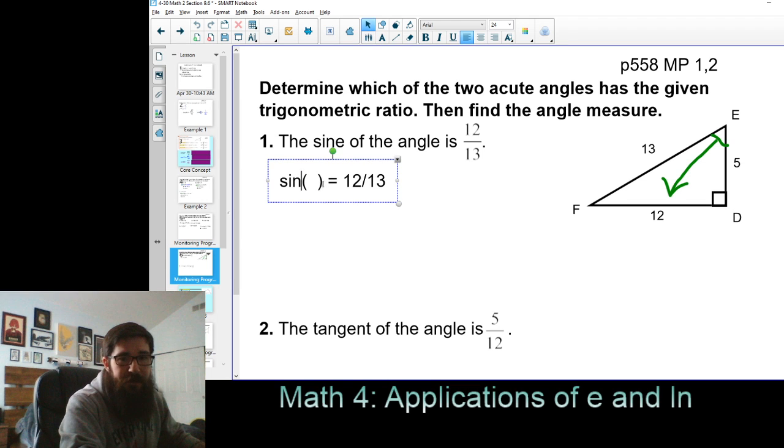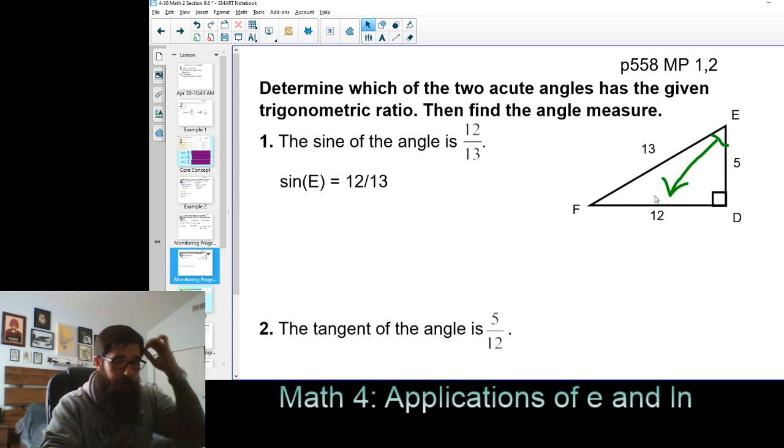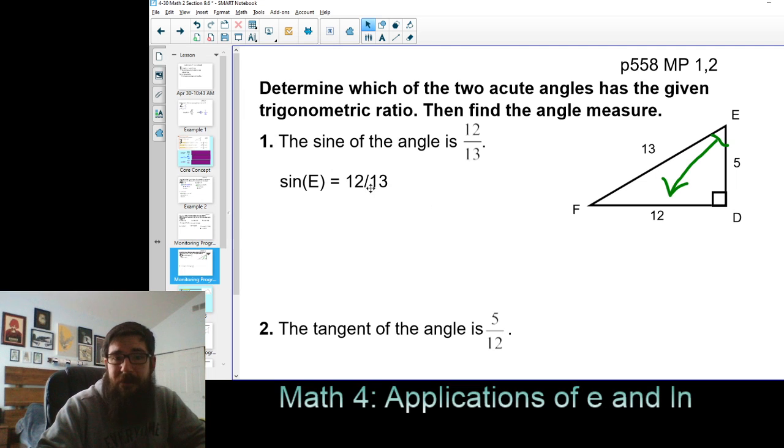Which angle has a sine of 12/13? It's E. If you did F, its opposite side is 5 and hypotenuse is 13, so that's not quite what we're looking for. It says then find the angle measure.